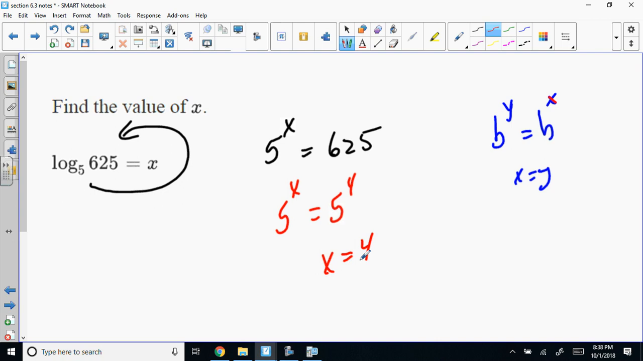Now, you can also do what is called change of base. All right?